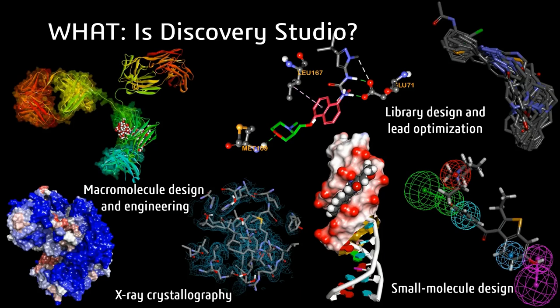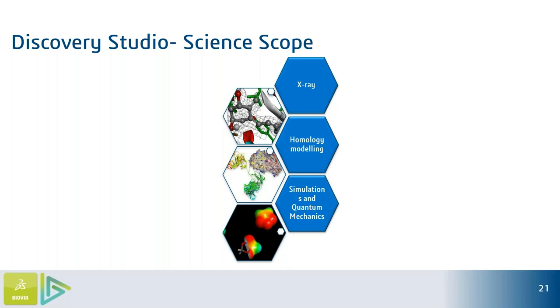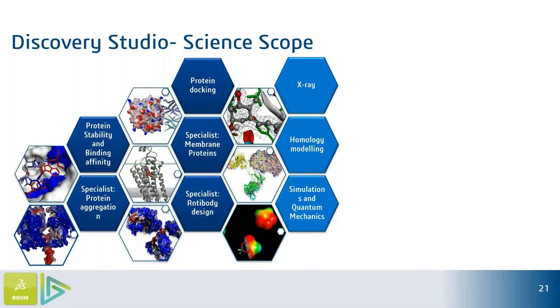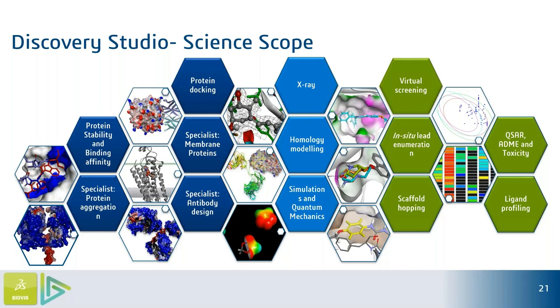In drug discovery, we have many tools that span a wide range of topics: macromolecule design and engineering, small molecule design, and library design and data optimization. The science scope is very broad, at the core of it being our simulation and quantum mechanics tools, homology modeling tools and X-ray tools. However, for studying biologics, we have other specialized tools like protein docking tools, tools to study membrane proteins, and antibody design, protein aggregation, and more. On the other hand, for your small molecule design, we have other mature products like virtual screening, QSAR and ADME and toxicity calculation tools that all help you in your small molecule design processes.